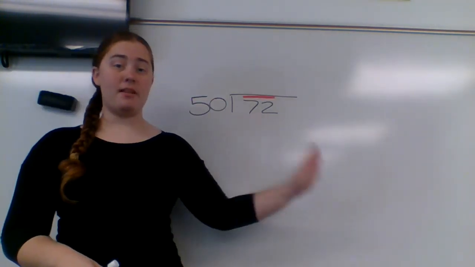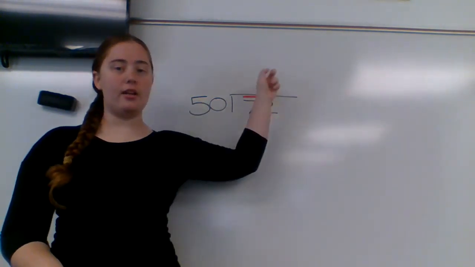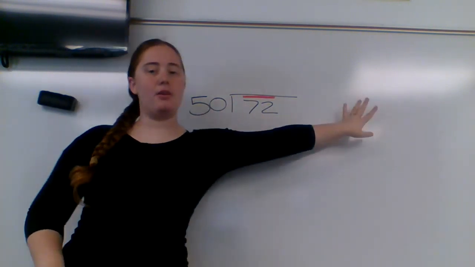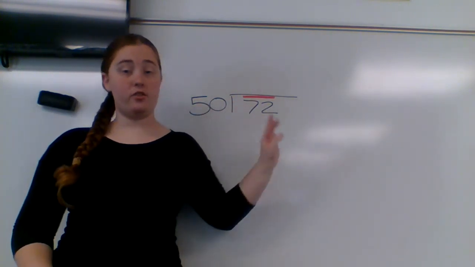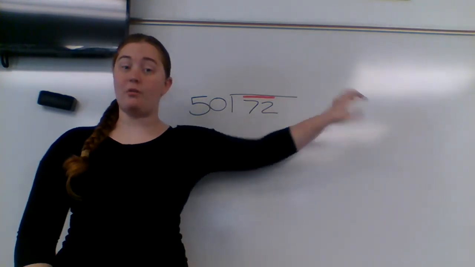I did forget to mention with the last problem, you do need to check. Just take your answer from up here and multiply it by this 50 over here. Make sure you're doing the check over here underneath the check section. I don't have a check section over here, but in your book, that's where it would be located.